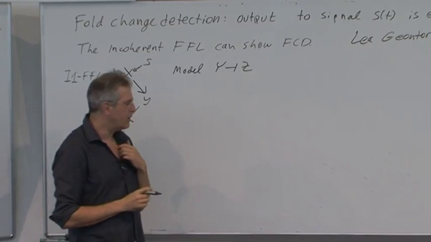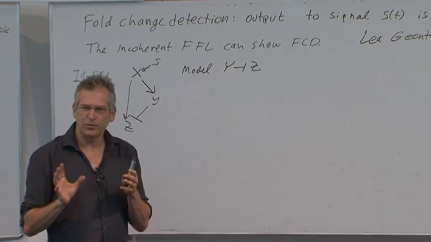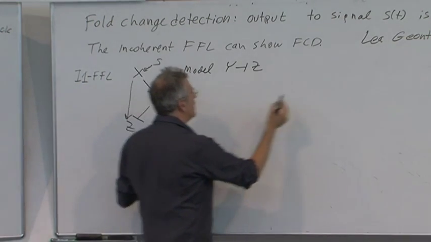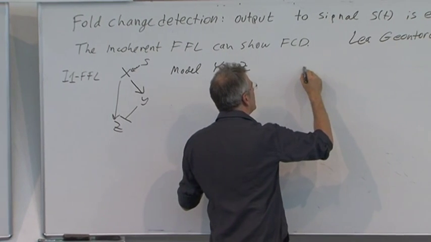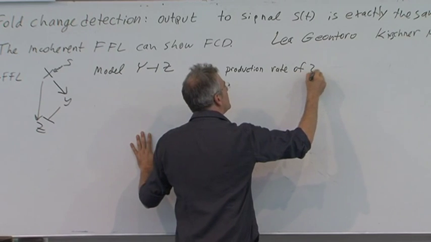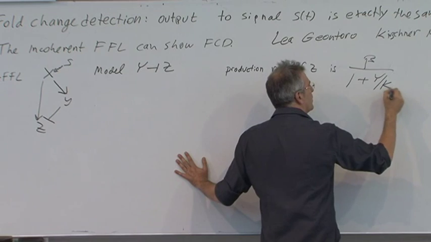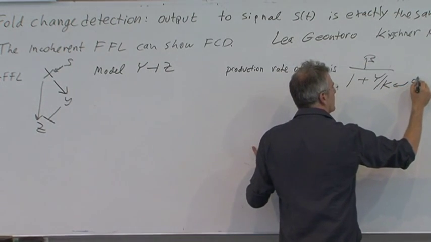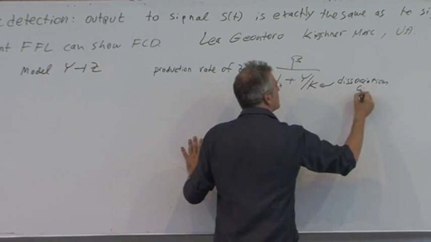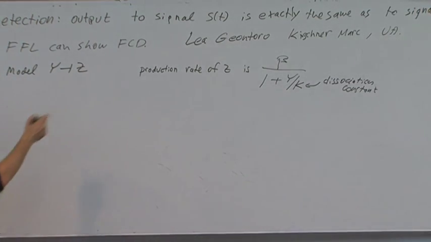And here I'm going to do some math that also explains the Michaelis-Menten equation that we talk about a lot in this course. So the answer will be that the production rate of z is beta divided by 1 plus y over k, where k is the dissociation constant. This is the answer. Okay? But how do you get that?